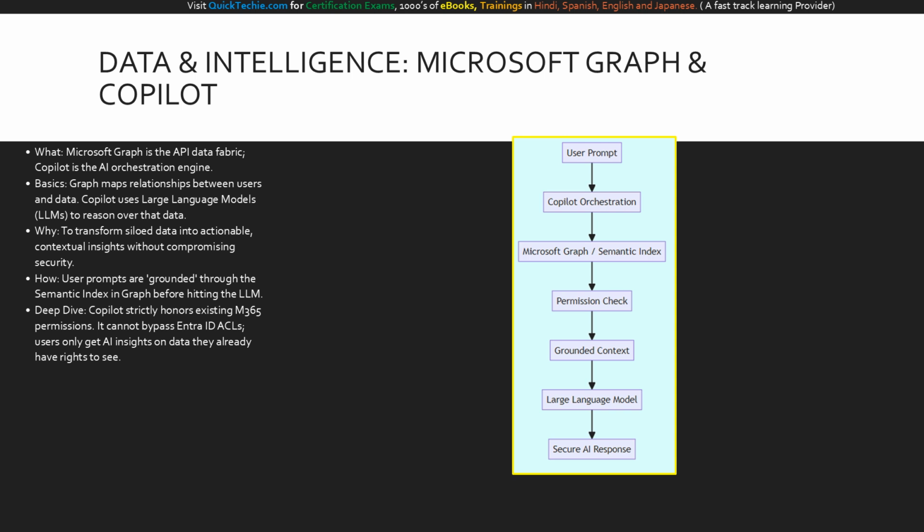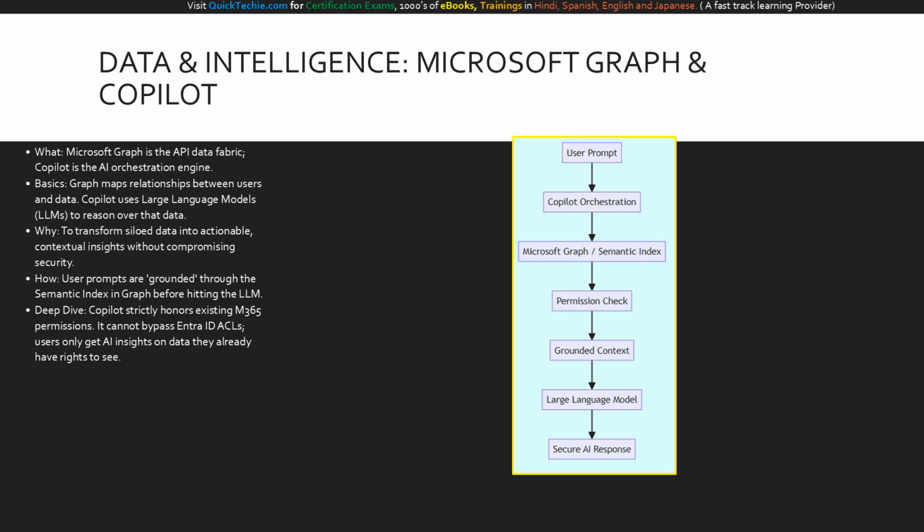Let's walk through the lifecycle of a Copilot prompt. The user submits a prompt, which enters the Copilot orchestration engine. Instead of going straight to the AI, it dips down into Microsoft Graph and the semantic index to gather contextual data. Immediately, it hits the permission check node.